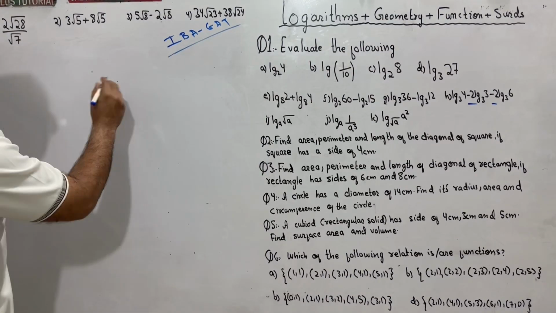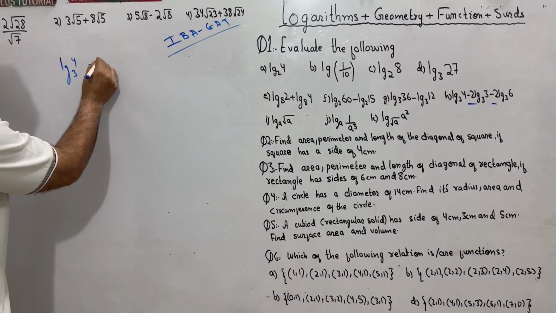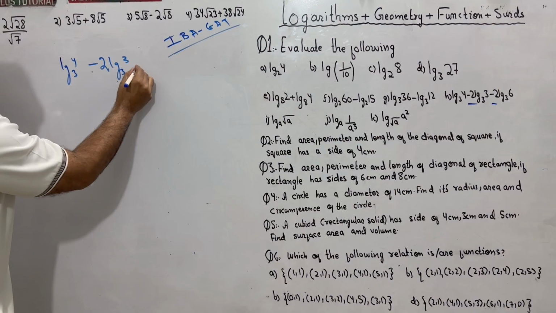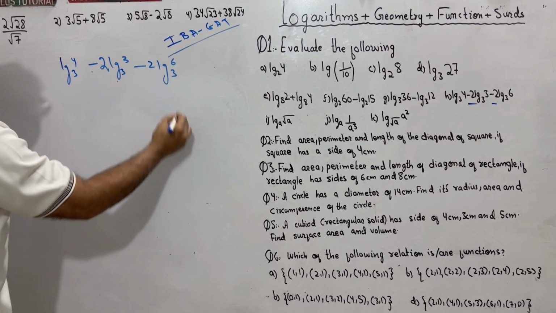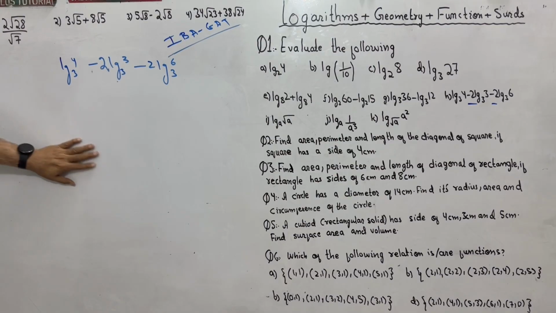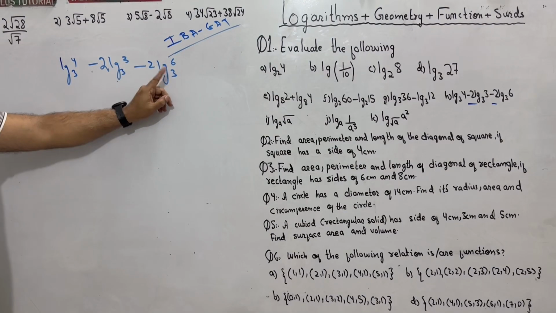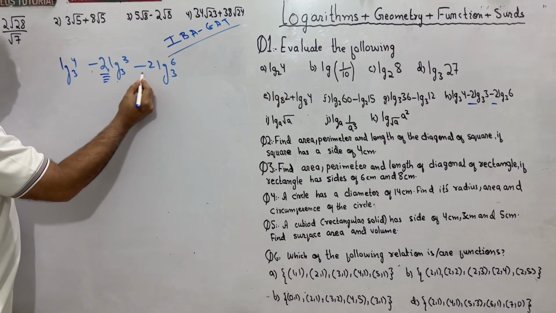An elegant question. Log of 4 to the base 3 minus 2 times log of 3 to the base 3 minus 2 times log of 6 to the base 3. That is the question. Log of 4 to the base 3, log of 3 to the base 3, log of 6 to the base 3.